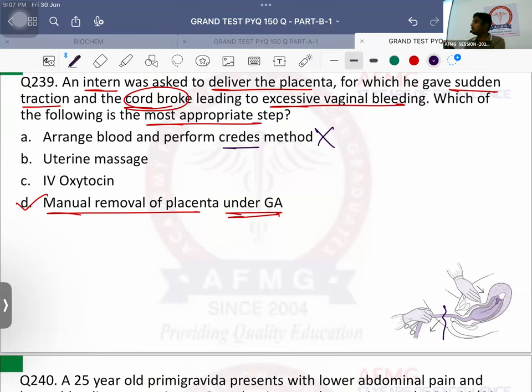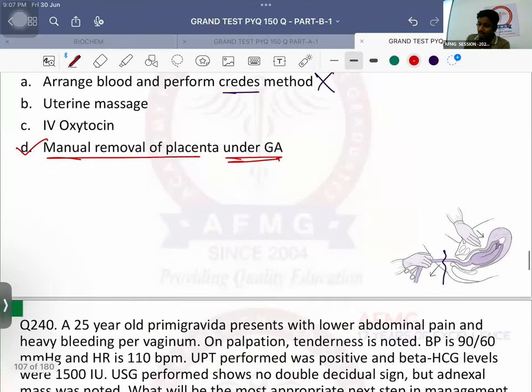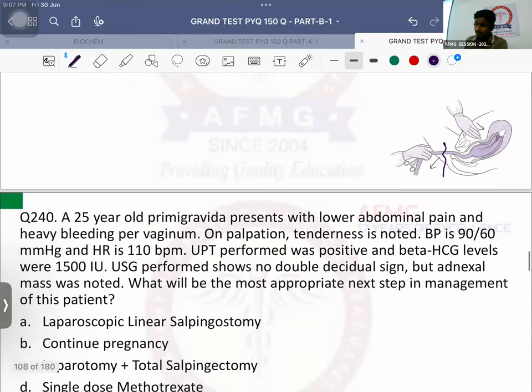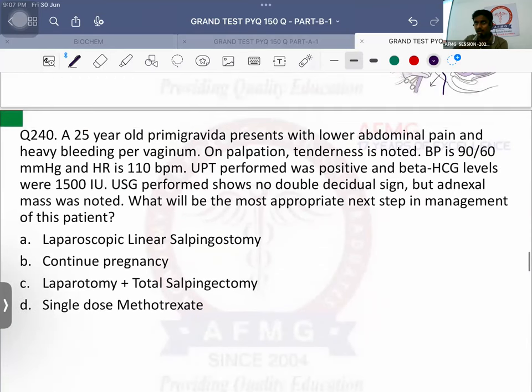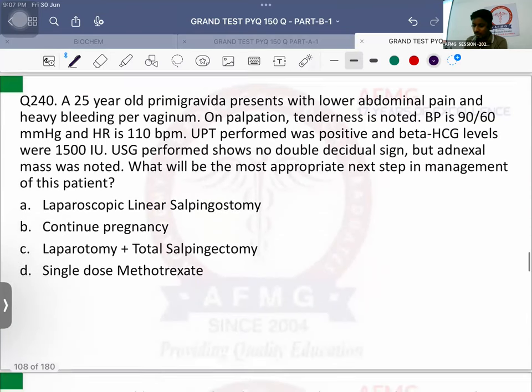That is obsolete now because that causes retained bits of placenta and that leads to which type of PPH? Primary or secondary? Secondary PPH. That's important. No issues with this, anybody? Uterine massage can be done, but that is not the best management, right? You have to remove the placenta with hands. IV oxytocin will not help. We will give it, but it will not help definitely. Before manual removal of placenta, give tocolytic and then remove it and then again give oxytocin if required.